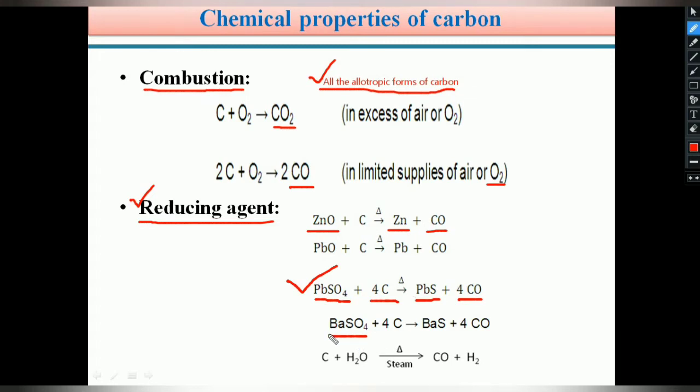Similarly, if you treat barium sulfate with carbon, it reduces barium sulfate into the corresponding barium sulfide, BaS, and forms carbon monoxide.